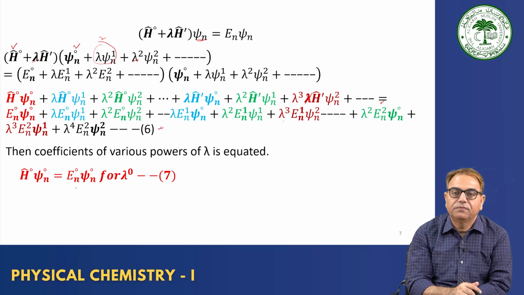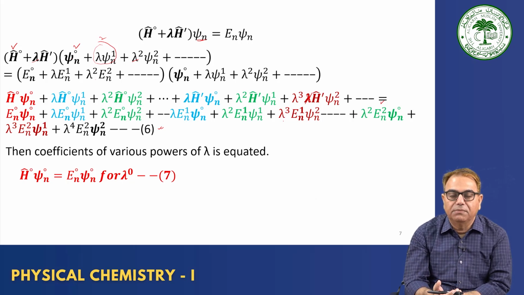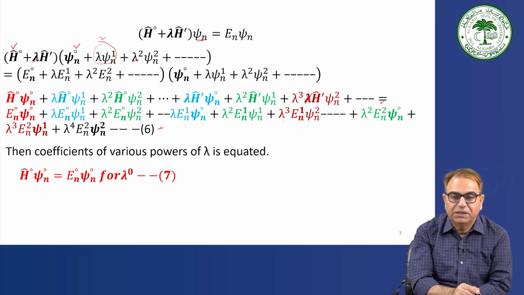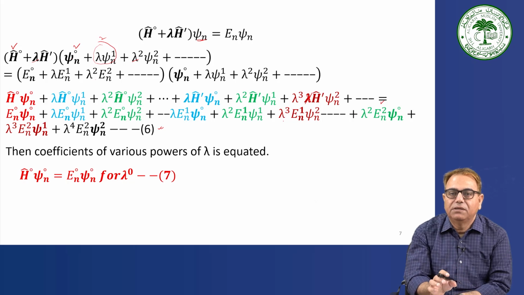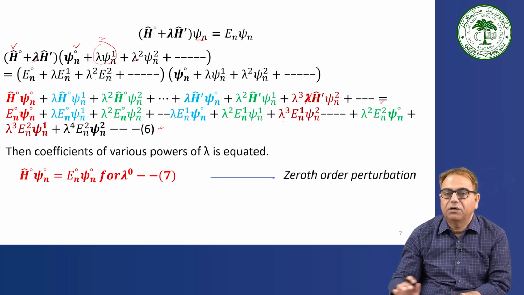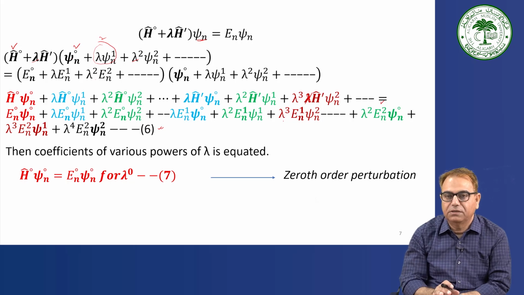And what is this? This is the equation for an unperturbed system for which the solution is known, because the naught symbol is there. I said, wherever the naught symbol is there, it is an unperturbed system. So it means there is no perturbation at all, and you need not worry about this system. For this system, the solution is already known, and we say this to be a zeroth order perturbation, no perturbation.